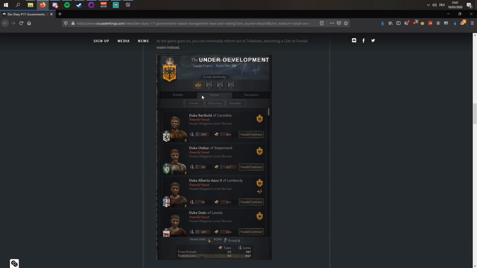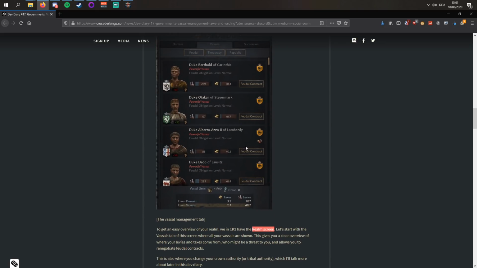It's quite interesting, you can see the domain, vassals, and succession. The succession screen they sadly won't show us. The domain screen we will see later, so let's not bother with that. This is the crown authority as, you know, we know it, low, middle, high, max, etc. Feudal Empire, realm size 233, listed right here, and then we have the powerful vassals, and then later on the normal vassals as well. Here we can see which kind of obligations they actually give us. We can renegotiate the original feudal contracts, and then over here we have, I think they lowered this.